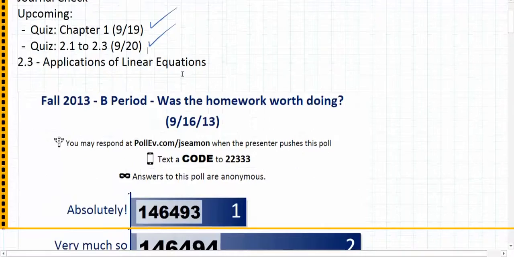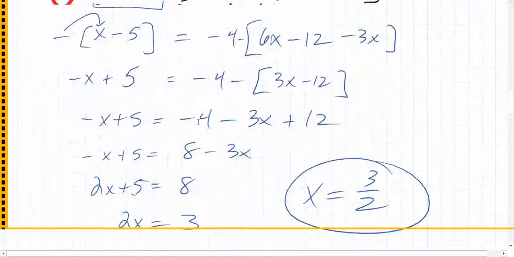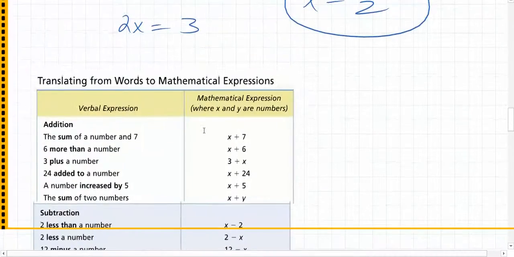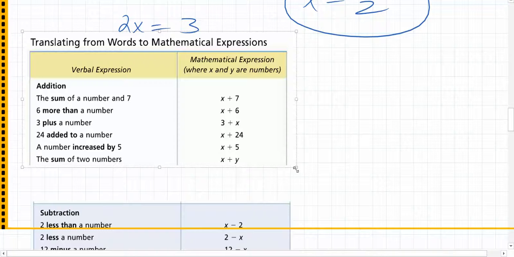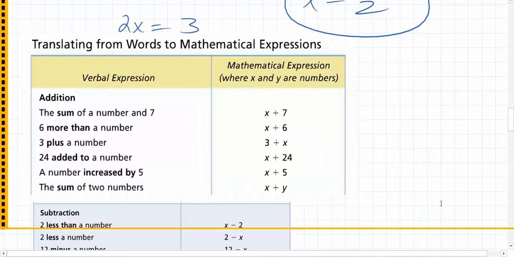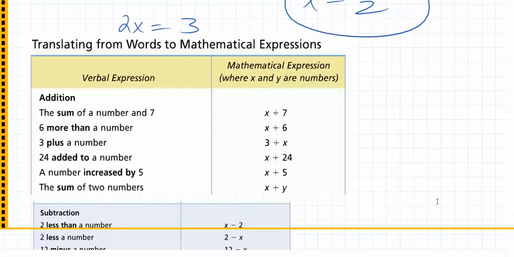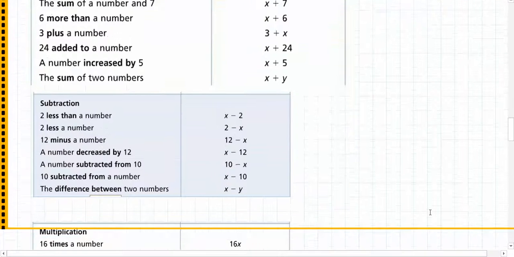So what we get to talk about now are applications of linear equations. And by applications, what I really mean are we're going to be working with word problems. So what we have to do with word problems is first understand how to go from words to actual algebra. First of all, there's addition. That can be through addition, the word sum, more than, plus, added to, increased by, the sum of two numbers.